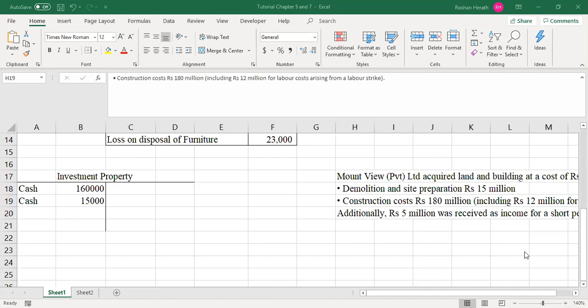Construction cost 180 million. So there you need to be a little conscious, because you can see that 12 million for labor cost arising from the labor strike is what we call basically an abnormal loss. Under any circumstances you cannot capitalize abnormal losses. If you have abnormal losses, that must be immediately charged to the P&L. So therefore, out of this construction cost, you should take 180 million minus 12 million to the investment property. The 12 million should be charged to the P&L.